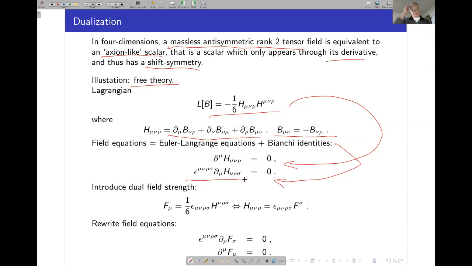Now, what is the idea of dualization? We take the three-form field strength and contract it with the epsilon tensor, the totally antisymmetric tensor, and we get a field strength which is a vector. You can reverse this formula, of course. If you substitute this in, then the divergence and curl formula, or Euler-Lagrange equation and Bianchi identity, swap their roles. What was previously the Euler-Lagrange equation now looks like a Bianchi identity, and what was the Bianchi identity looks like a field equation.